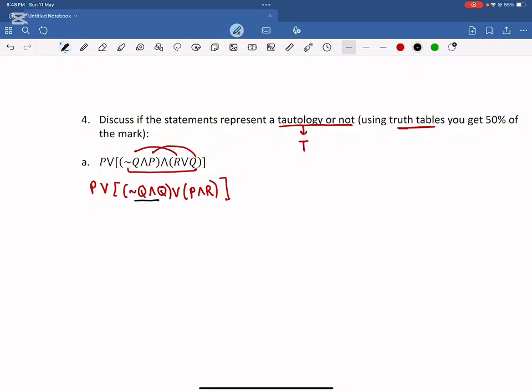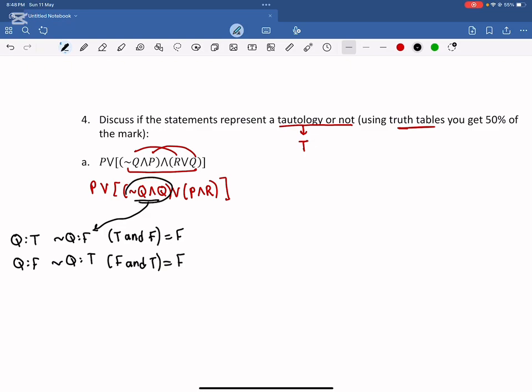So first, let's discuss this. If Q is true, not Q is false. If Q is false, not Q is true. Okay, so true and false is false. False and true is false. So this will always be false, okay?